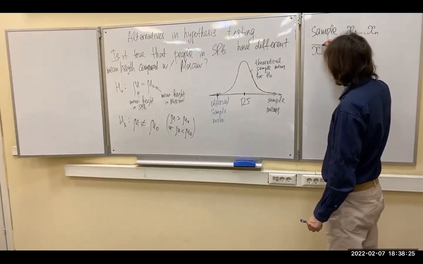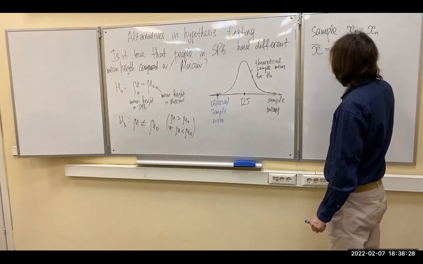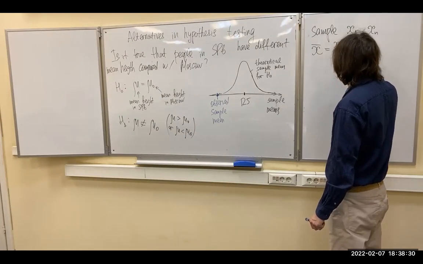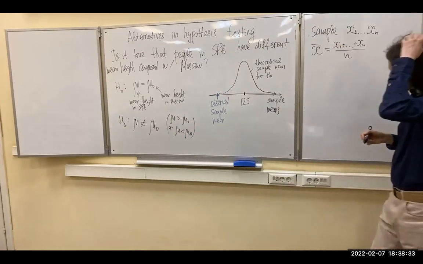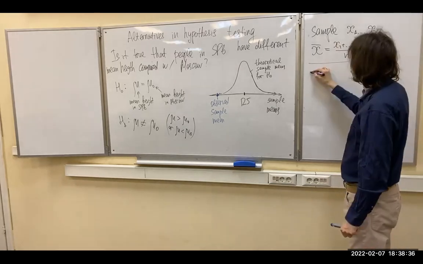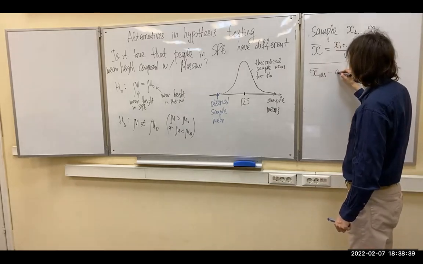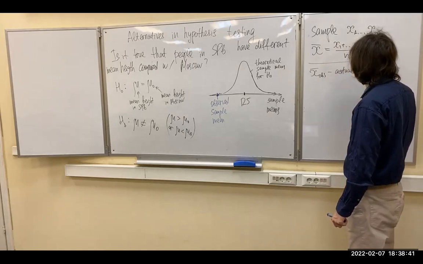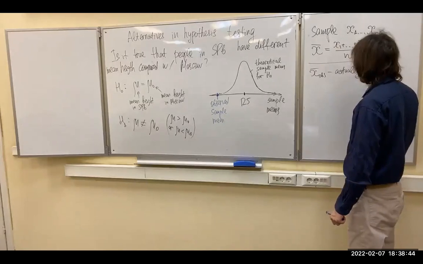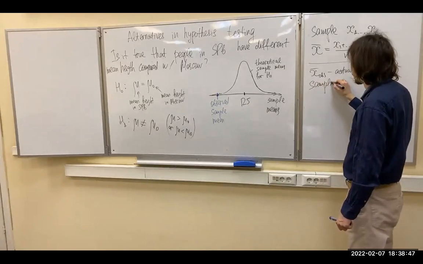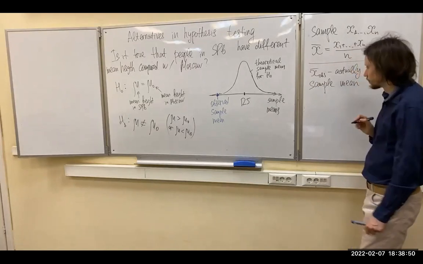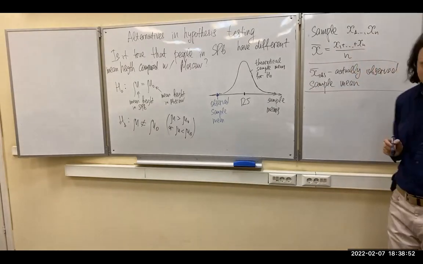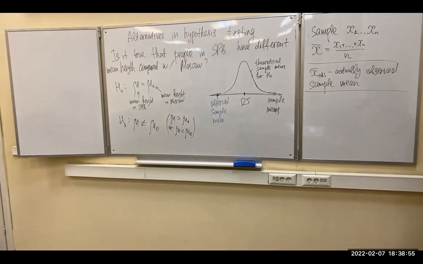And we have X bar, and we have X bar observed, actually, the observed sample mean. And now, how do you think, what is the decision rule? When do you reject the null hypothesis in this case, with this alternative?